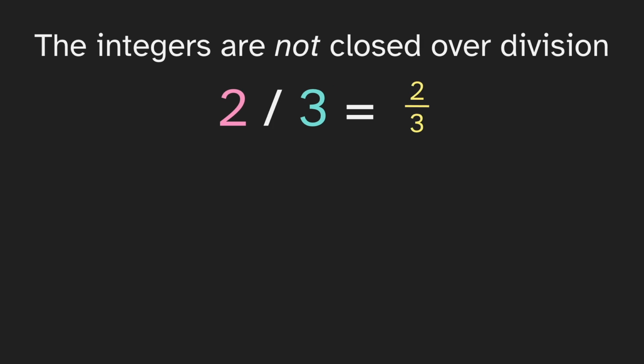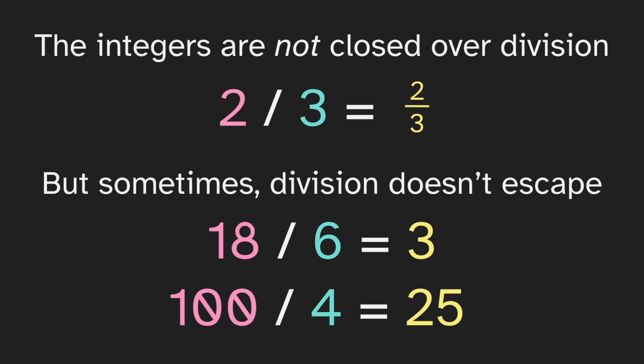But the integers are not closed over division. 2 divided by 3 is 2/3. By dividing, we have escaped the integers because 2/3 is not an integer. But sometimes division doesn't escape. 18 over 6 is 3. 100 over 4 is 25. There are certain special cases where division gives us an integer.